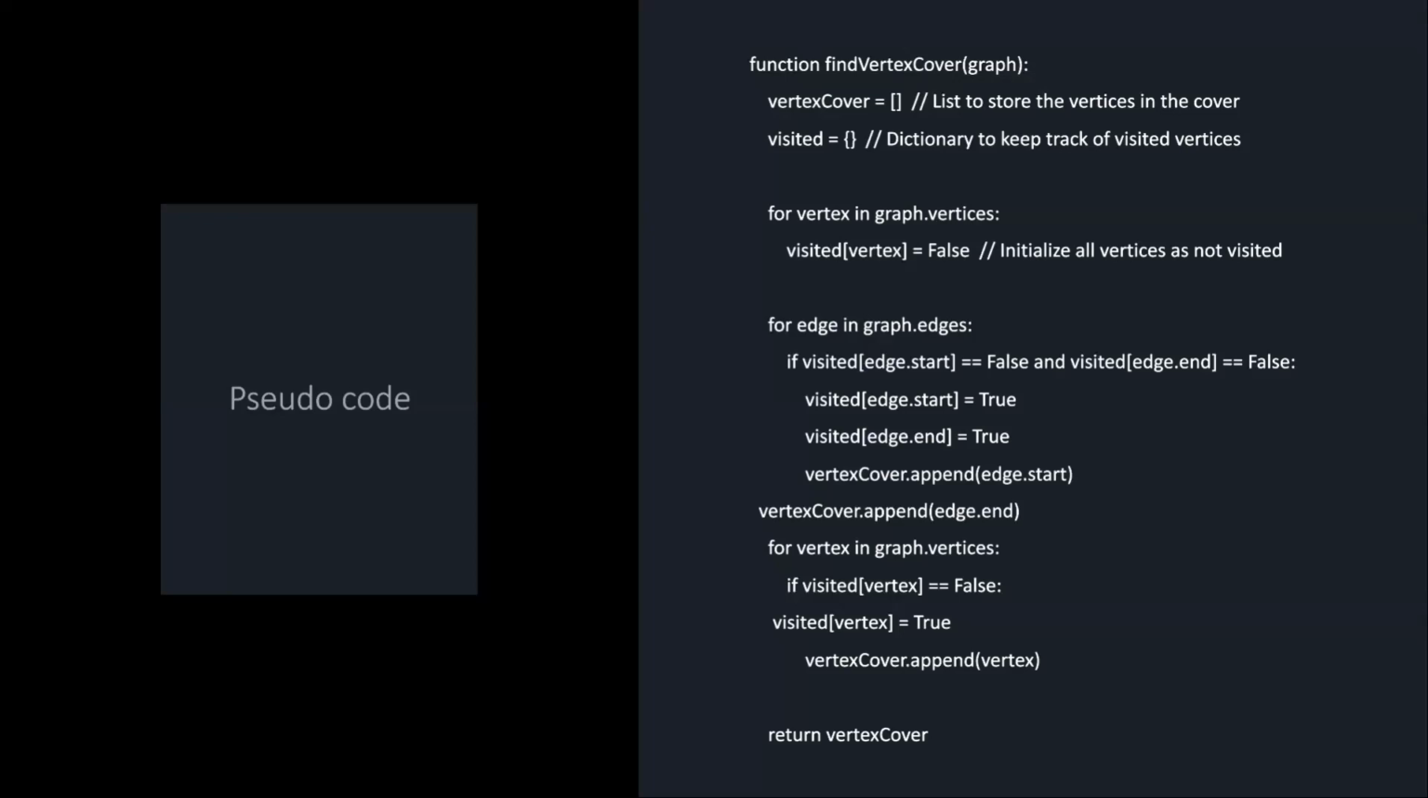If so, it marks both vertices as visited, adds them to the vertex cover list, and continues to the next edge. After processing all the edges, the algorithm checks for any remaining unvisited vertices. If a vertex is not visited, it marks it as visited and adds it to the vertex cover list. Finally, the algorithm returns the vertex cover list, which represents the vertex cover of the graph. Next slide.